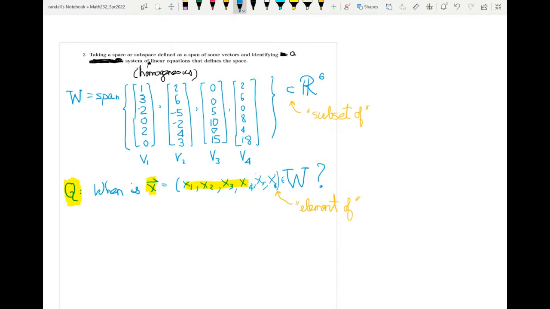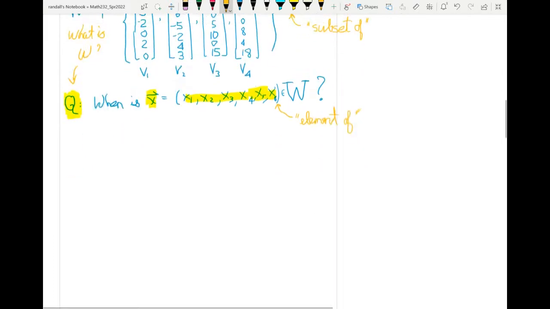X6 in W. Okay. So this question of identifying W is exactly, or at the beginning, you know, what is W? Okay, it is exactly this same question. When is a vector in W? Okay, so how can I recognize when a vector is in W? All right, so that's the question.